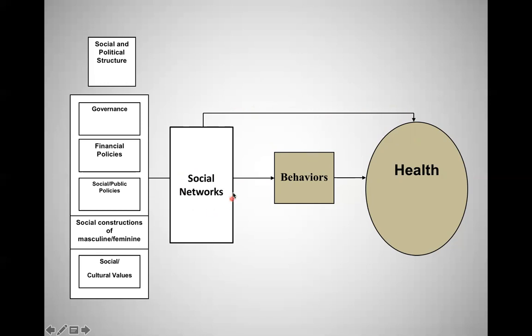At the same time, the social networks that individuals are embedded in impact their behaviors. So, for example, you can think of a simple example of adolescents who are embedded in a social network or who have a lot of peers or friends who smoke. In this case, the individual adolescent will be more likely to smoke because they are influenced by their social network. And that smoking behavior then will impact their health in the long term.